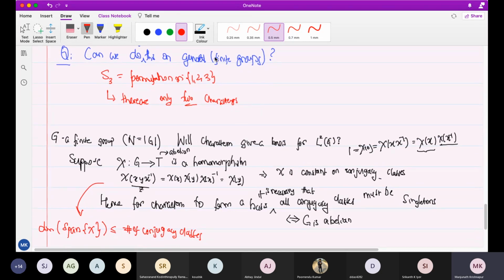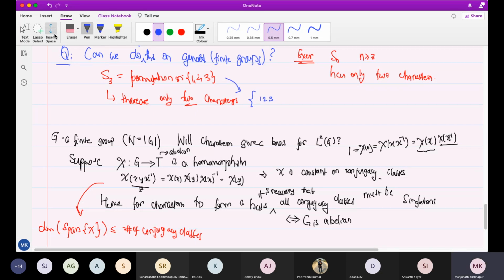In S3, for example, or you take Sn, n greater than or equal to 3, this has only 2 characters. This is an exercise, I will leave it for you to think. In particular, S3 has 3 conjugacy classes.